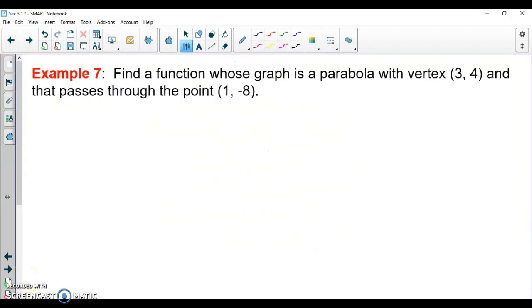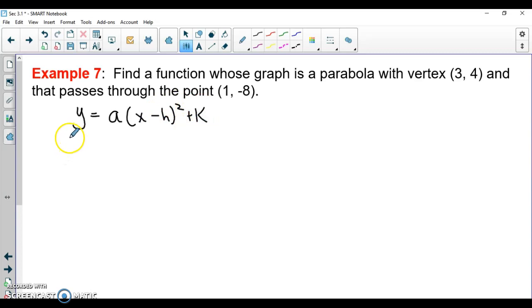Our last example says find a function whose graph is a parabola with vertex (3, 4), and that passes through the point (1, -8). So I'm going to list out some things. First, I'm going to write my equation. y equals a times (x minus h) squared plus k. That is my standard form.